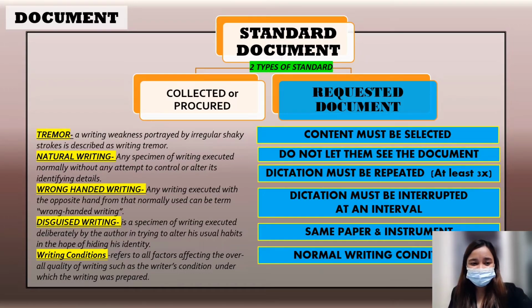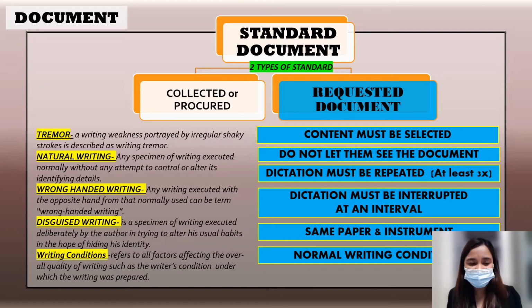Okay. Let's define also tremor. What is tremor? Writing weakness portrayed by irregular shaky strokes is described as writing tremor. Writing tremor nangyayari kapag yung tao, for example, mahina siya or kaya matanda na siya. Masyadong shaky yung napuproduce niyang writing. Okay? Due to weakness, due to age, shaky. Okay? Natural writing, na-discuss ko na kanina. Any specimen of writing executed normally without any attempt to control or alter its identifying details.